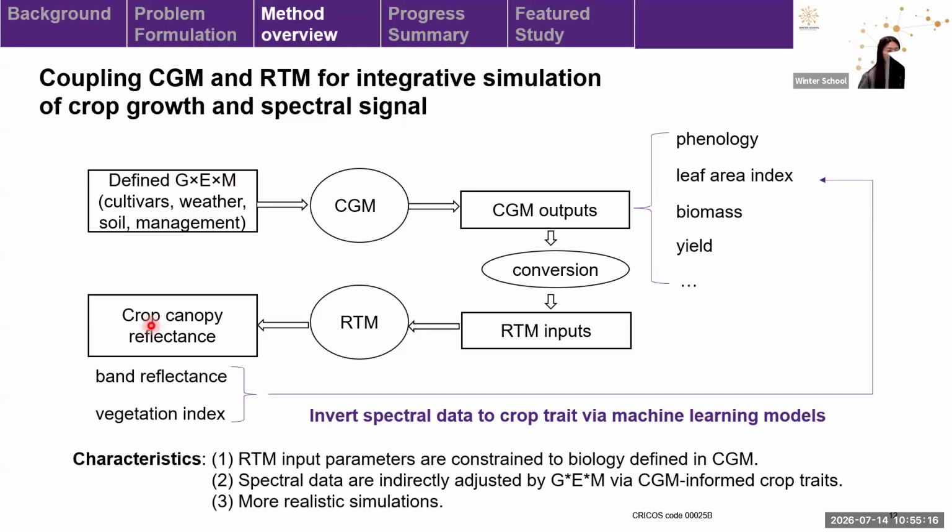And why do we want to integrate the crop growth model and the radiative transfer model? There are a few reasons. The first one is that if we combine them together, the radiative transfer model input parameters are constrained to the biology defined in the crop growth model. And also the spectral data are directly adjusted by G by E by M via the crop growth informed crop traits. And that means we will have more realistic simulations in the end for the model training.